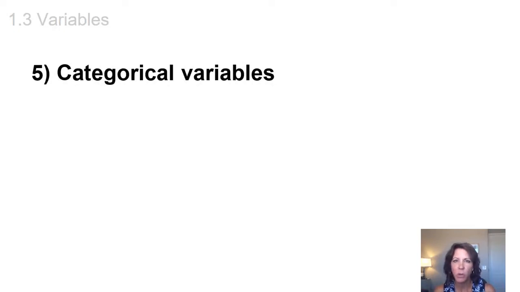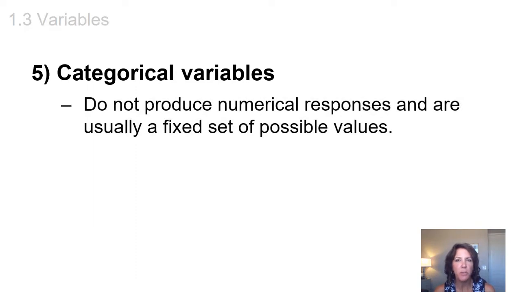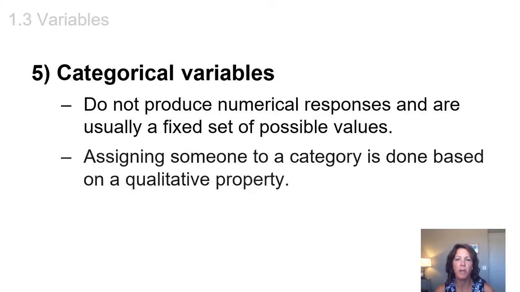Let's take a look at the last 3 types of variables. We have something called categorical variables. These are variables that don't have a numerical response. They're usually a fixed set of possible values. And assigning someone to a category is done based on some qualitative property, some characteristic. So an example of categorical variables might be personality types.